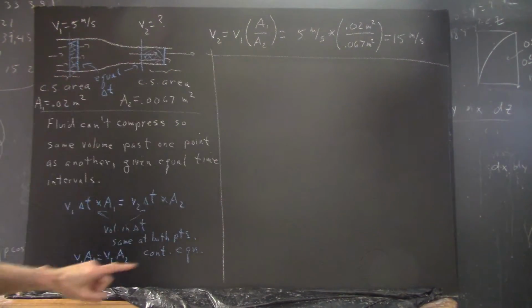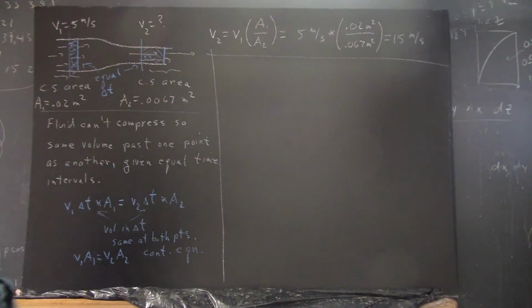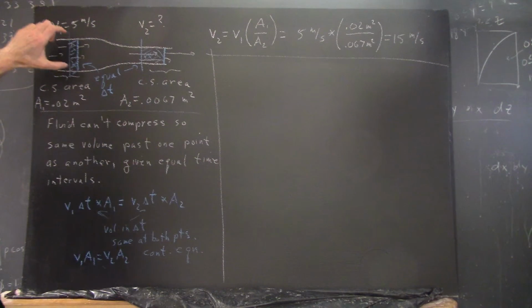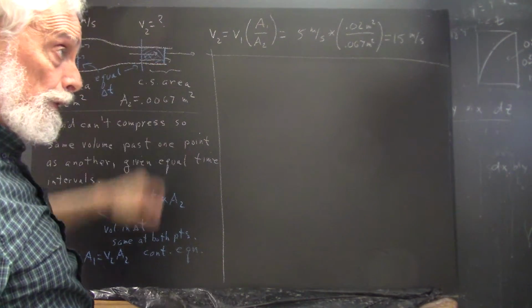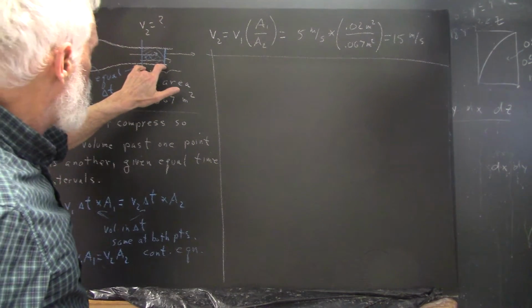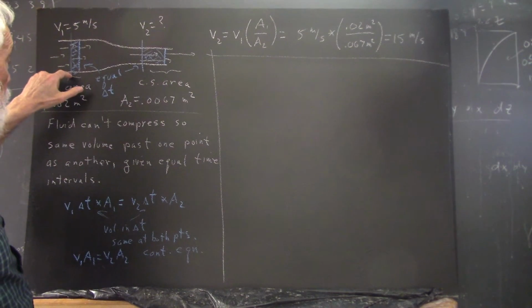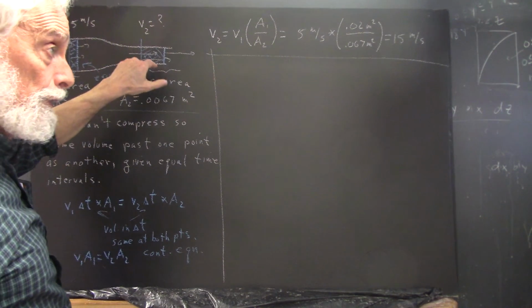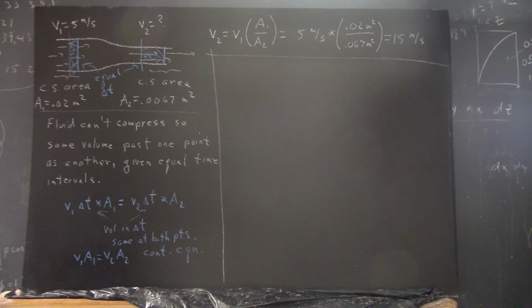An application of the continuity equation, but more importantly, an application of the common sense idea that the volume here in a certain time interval and the volume here in a certain time interval have to be the same. Since the cross-sectional area here is 1/3 of what it is here, the velocity here has to be 3 times what it is here. I suggest you think about that until it makes really good sense.